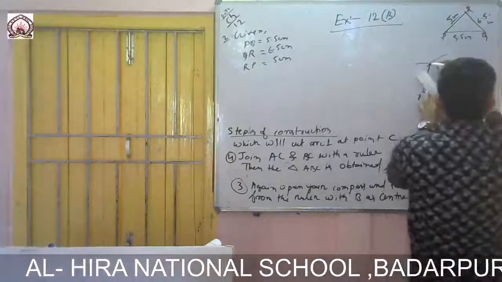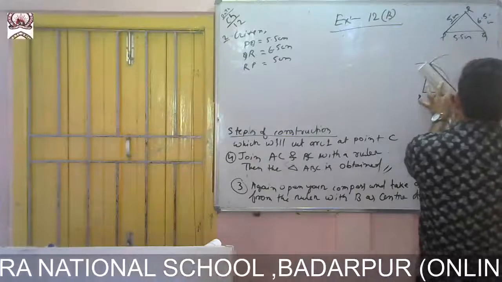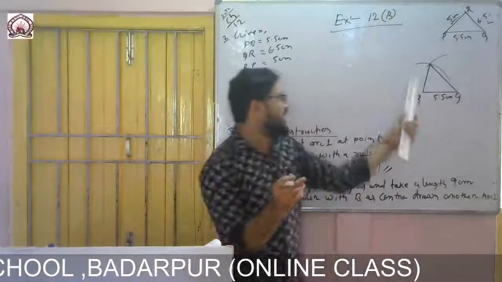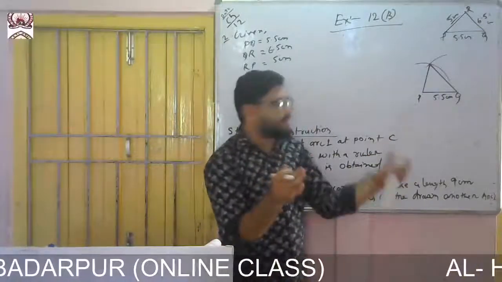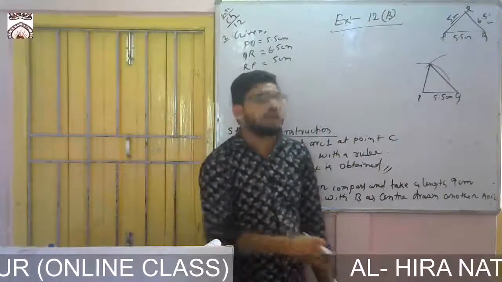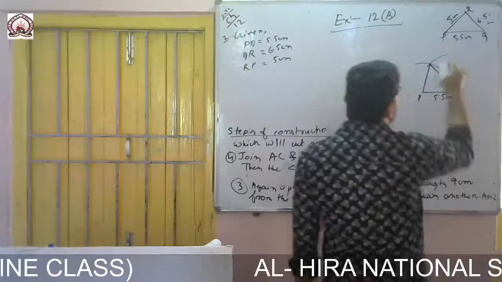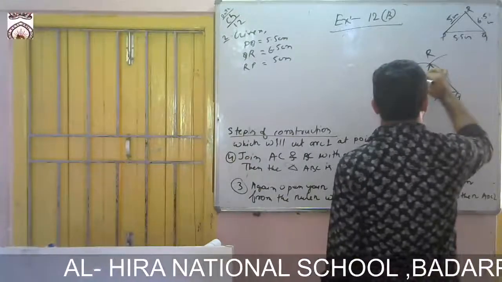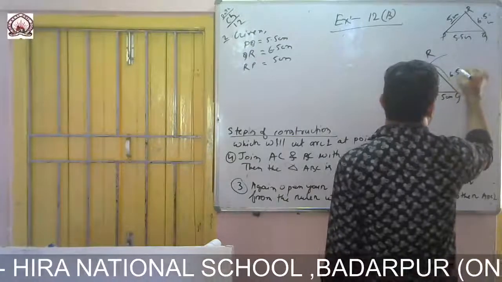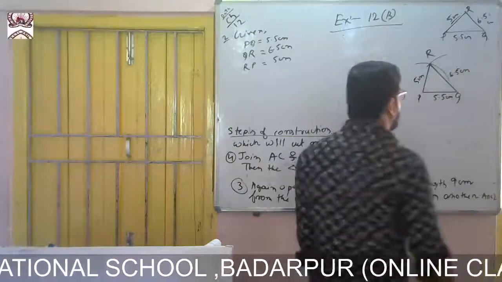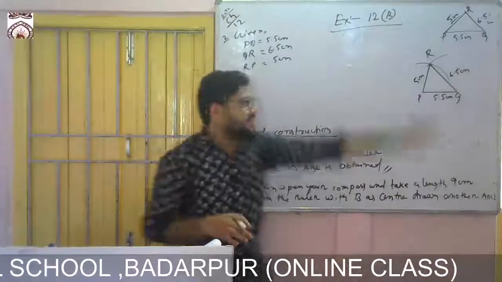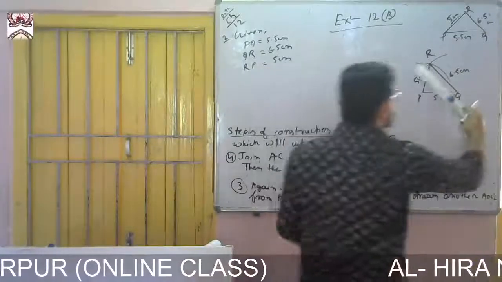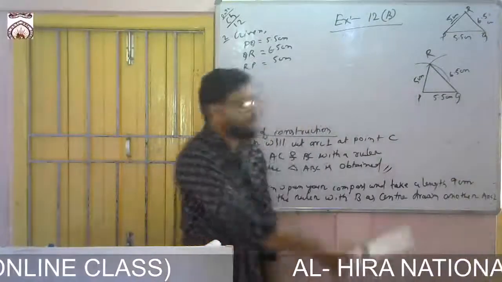So you will get the figure. It may not match exactly, some little bit of change will be there because I cannot take the accurate measurement here. So you do it in your copy. R we got. This side 5 centimeter, this side 6.5 centimeter, and this one 5.5 centimeter. After drawing, you check by ruler whether this one is 5 and whether this one is 6.5. Then you will get the answer.